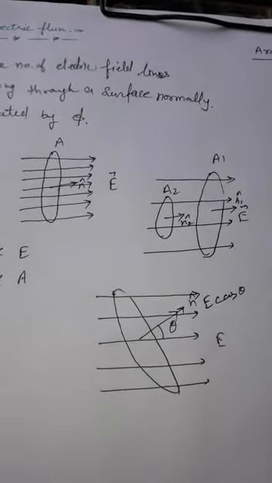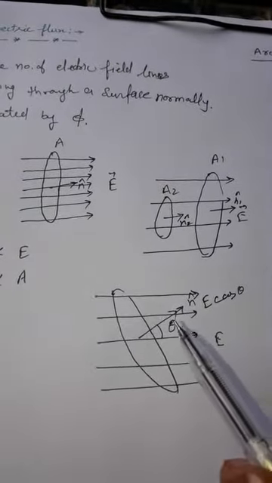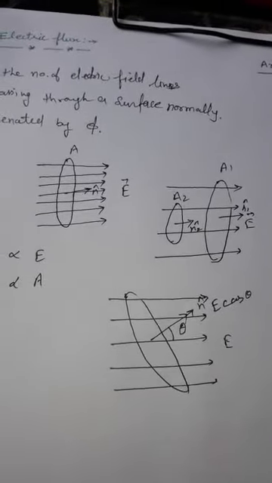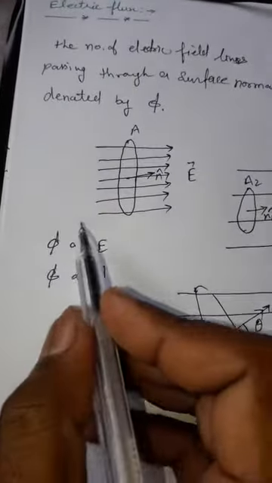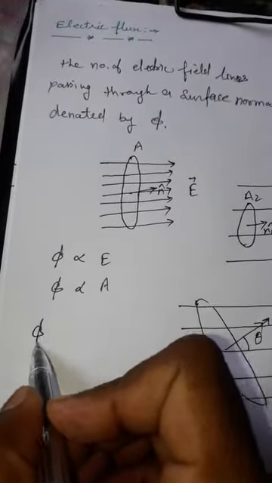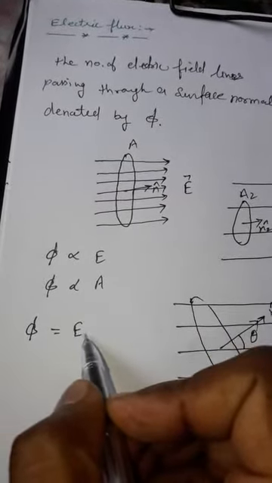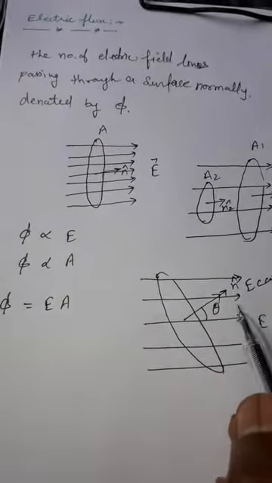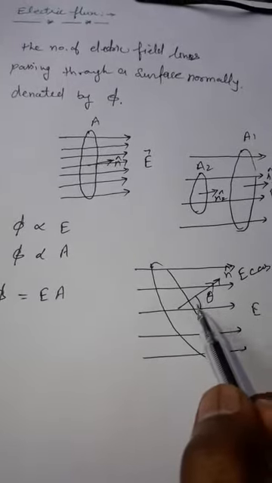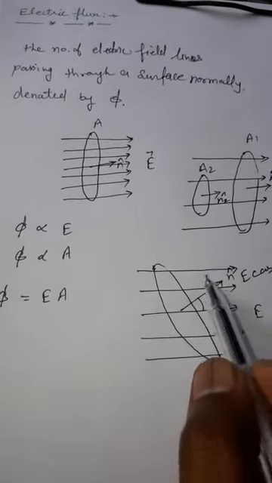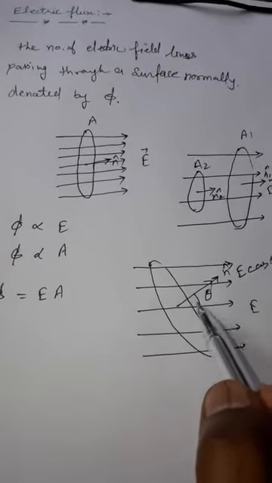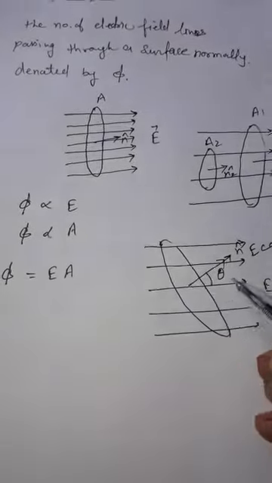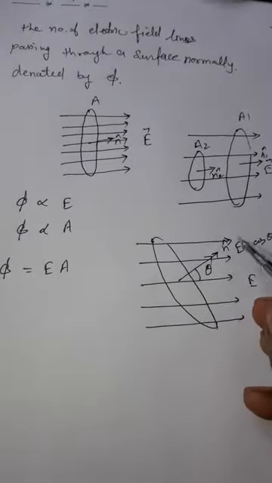electric field. So we can say in the direction of the normal to the surface there is only an E cos theta component. Okay, so if we combine these terms we get phi is equal to E into A, that is field into area. But when the surface is inclined at some angle, or we can say if the orientation of the surface makes some angle between the electric field and the normal to the surface, then what is the electric field along the direction of this area?